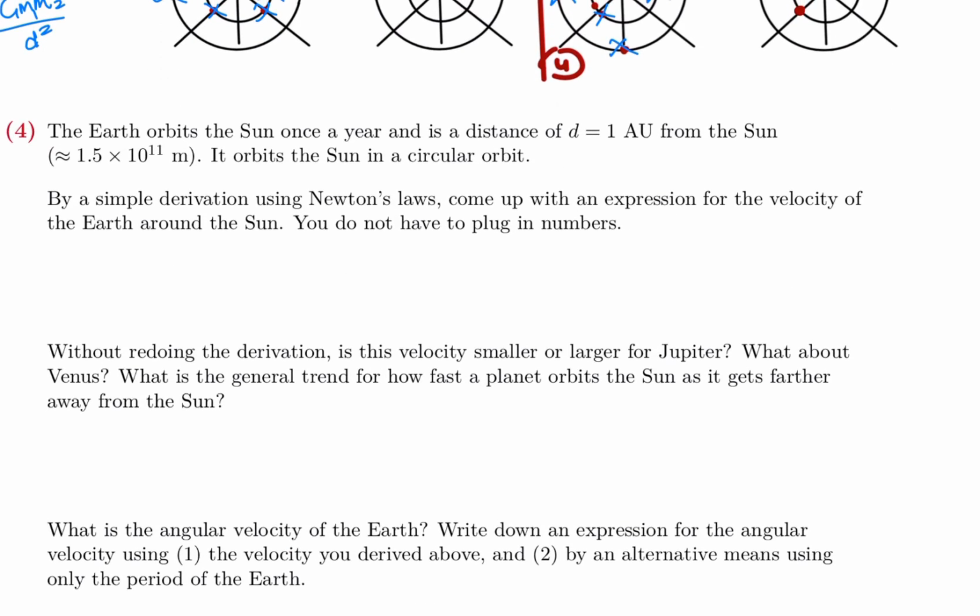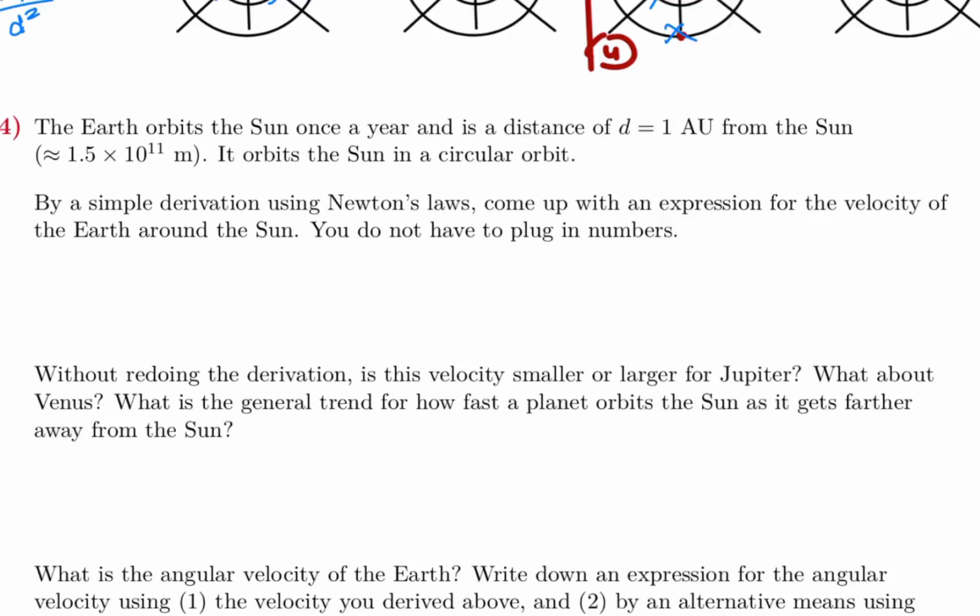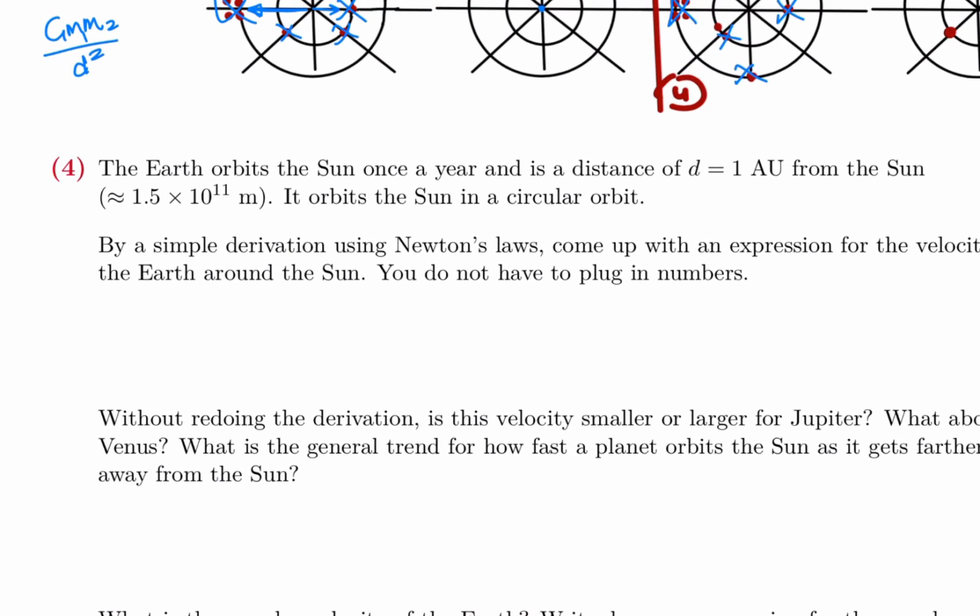Earth orbits the sun once a year at a distance of 1 astronomical unit. It orbits the sun in a circular orbit. Come up with an expression for the velocity of the Earth around the sun. So in this case, you've got the sun and the Earth going around in a circular orbit. So it's at some radius r away, always from the sun. Circular orbits suggest uniform circular motion.